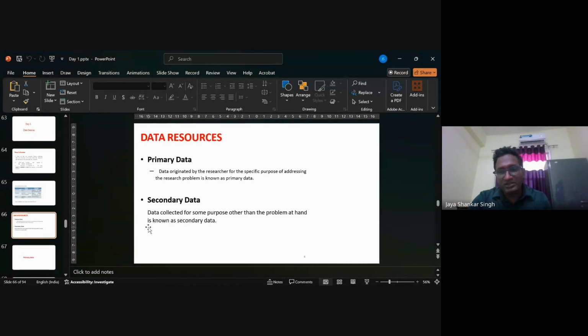When you do research, you have a research problem. All the information you collect is to solve that particular problem only. Primary data.